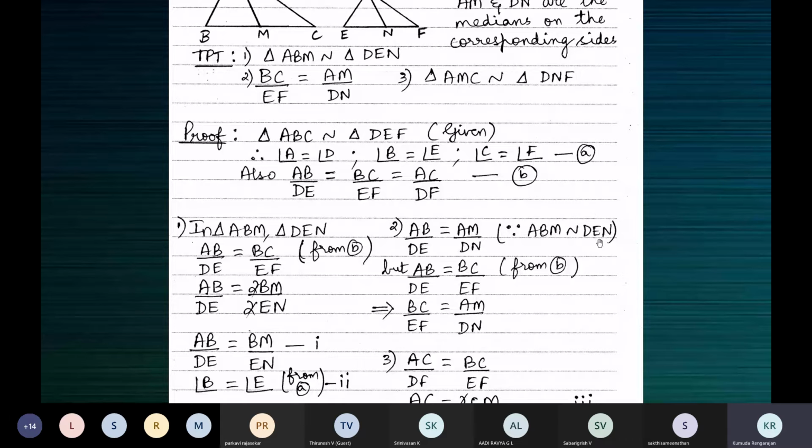So we know that AB by DE, you need to prove, is equal to AM by DN. See here, AM by DN. So we get this ratio AM by DN. But we are not finding BC by EF. Instead of BC by EF, we find AB by DE. Yeah, see here AB.